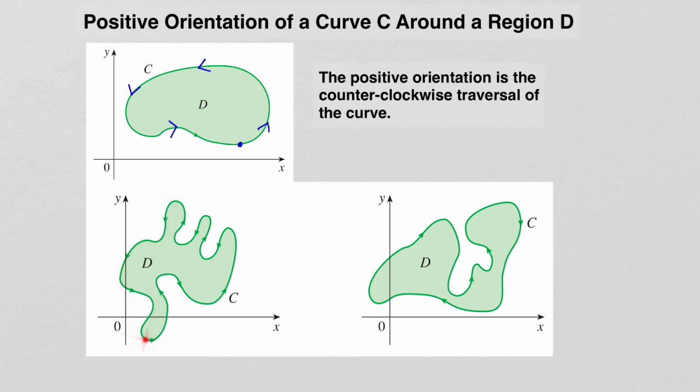In the other picture, we have a region D and a curve C, and notice this time we are moving in such a way that the region is on our right-hand side as we move around the curve. So this would be a negative traversal of the curve C, whereas this is a positive traversal. Or we could say a positive orientation here and a negative orientation here.